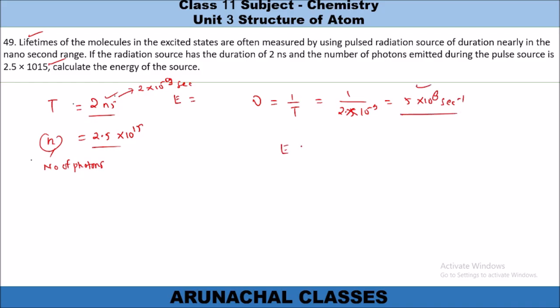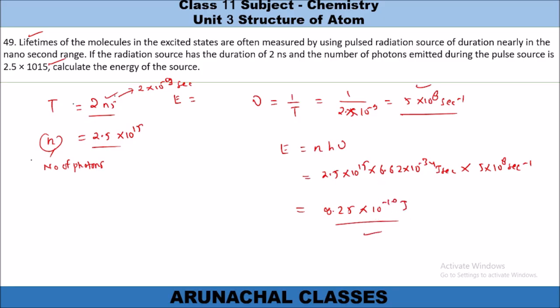We know that E is equal to nhν. As we need to find out the energy, the n value is given as 2.5 multiplied with 10 power 15. h is known, 6.62 into 10 power minus 34 joule second, multiplied with ν, that is frequency, 5 multiplied with 10 power 8 second inverse. After calculating, we will get the value as 8.25 multiplied with 10 power minus 10 joule. So this much amount of energy will be there for the source.